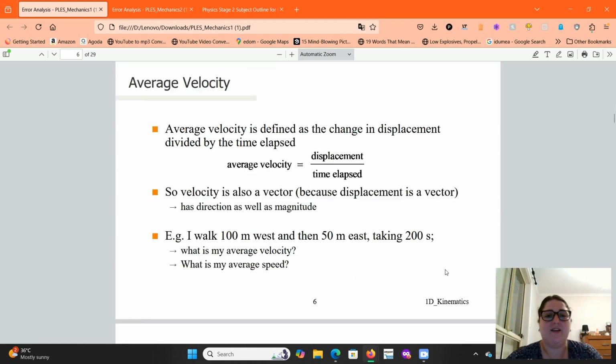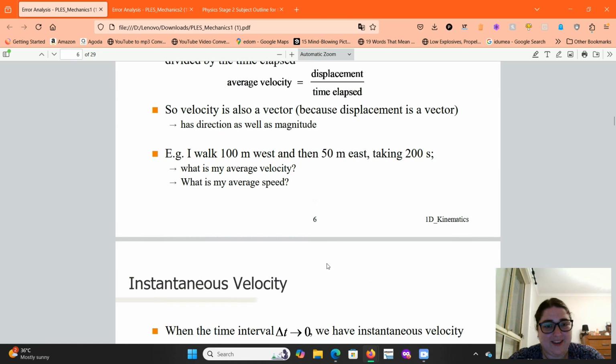Okay? So average velocity. Average velocity is defined as the change in displacement divided by the time elapsed. So velocity, not speed, using vectors, therefore we're using displacement as opposed to distance. Velocity is also a vector, it has direction as well as magnitude. Example: I walk 100 meters west and then 50 meters east, taking 200 seconds. What is my average velocity? What is my average speed? You have two different things.